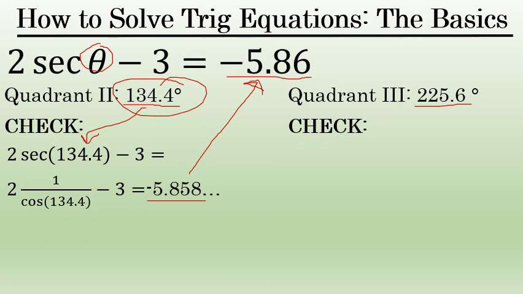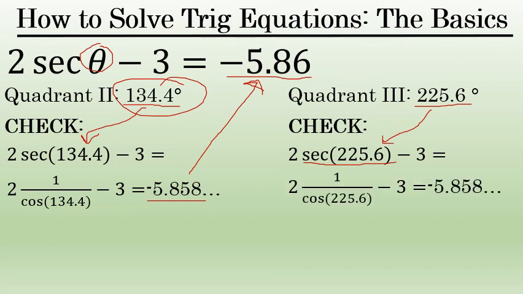Now let's check the 225.6 degree solution the same way. Substitute it for theta, and again, instead of the secant of 225.6, I'll type into my calculator, using the cosine as its reciprocal, 1 over cosine 225.6 times 2 minus 3, which is equal to negative 5.858, same thing, which again is close enough to what I was looking for in the original equation since I rounded off my solutions. 225.6 checks out as well.